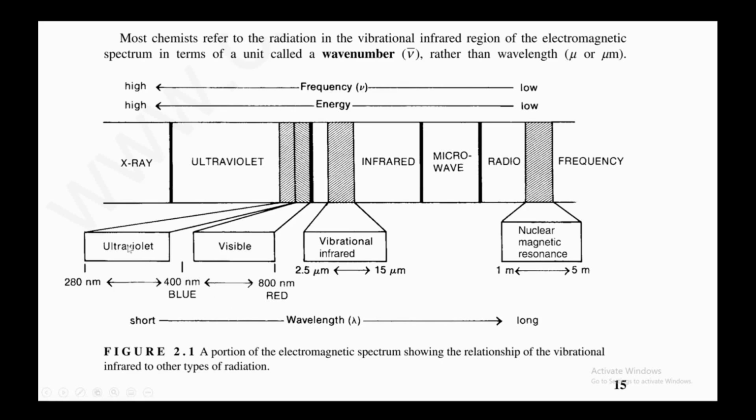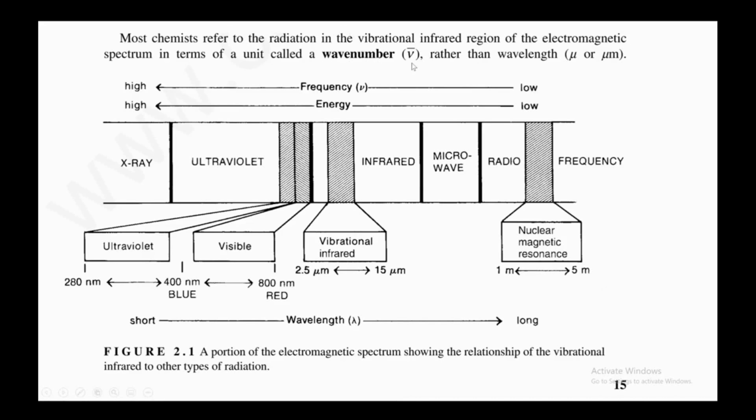The ultraviolet region begins at 280 and ends at 400 nanometers, and the 400 to 800 nanometer region is called the visible spectrum region, which goes from blue to red. Then we have the vibrational infrared, which starts from 2.5 micrometers to 15 micrometers. Then we have microwaves, then radio frequency waves, and then NMR resonance, which is from 1 meter to 5 meter.